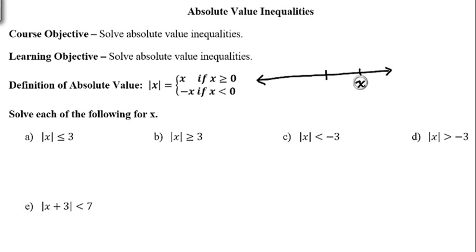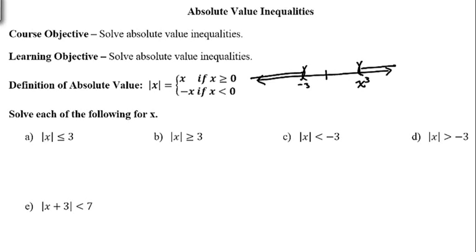So we want the distance from x to 0 to be less than 3. So that means that it's going to be this inside interval. So anything between -3 and +3 will give us a distance that's less than 3. Example B is greater than 3, so we want the distance from x to be bigger than 3, which means that it would be this outside interval. Okay, so that's what we're going to take a look at today.